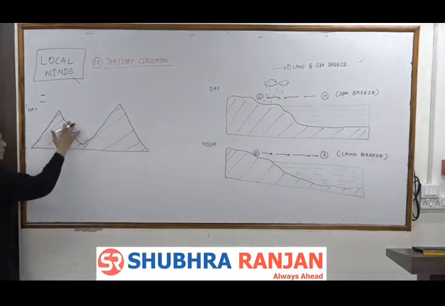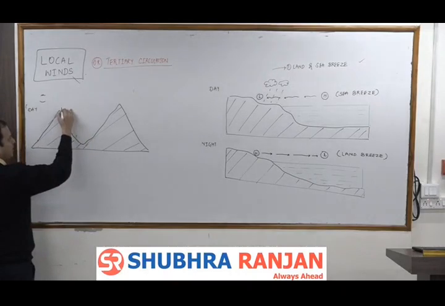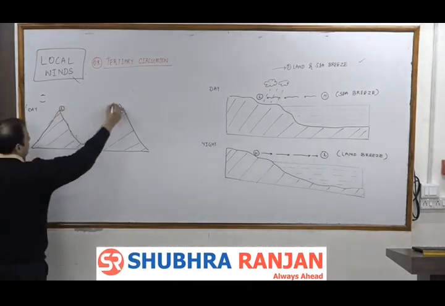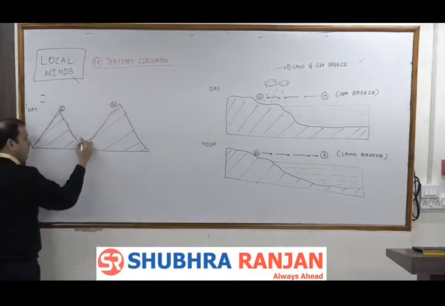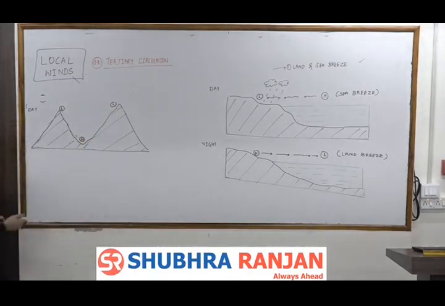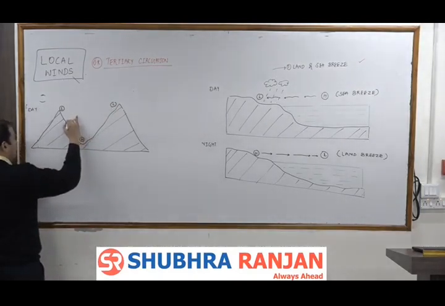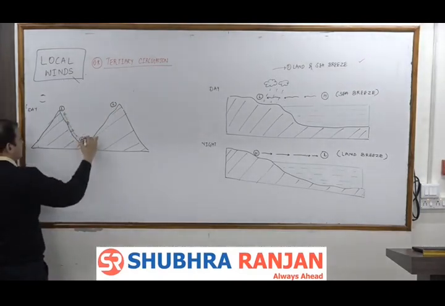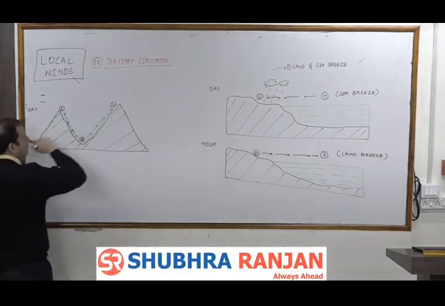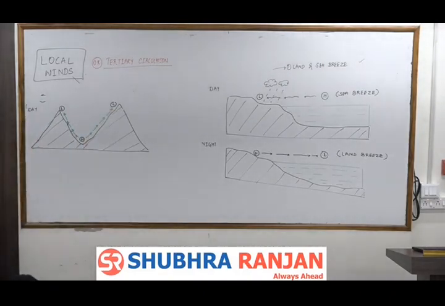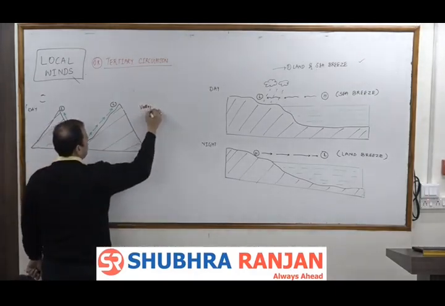Shadow होगा. So the upper part will get more heat, and hence it will develop into a low pressure center during the daytime, while there will be a comparatively high pressure center, and as a result of this, wind is going upwards. Wind is going upwards, and we will call this wind as valley breeze.